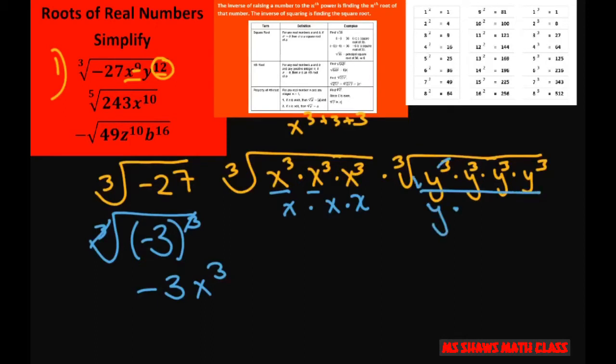If you do, you could do each one separately. Y times y times y times y. So that would be 4 of them. So that's y to the 4th.